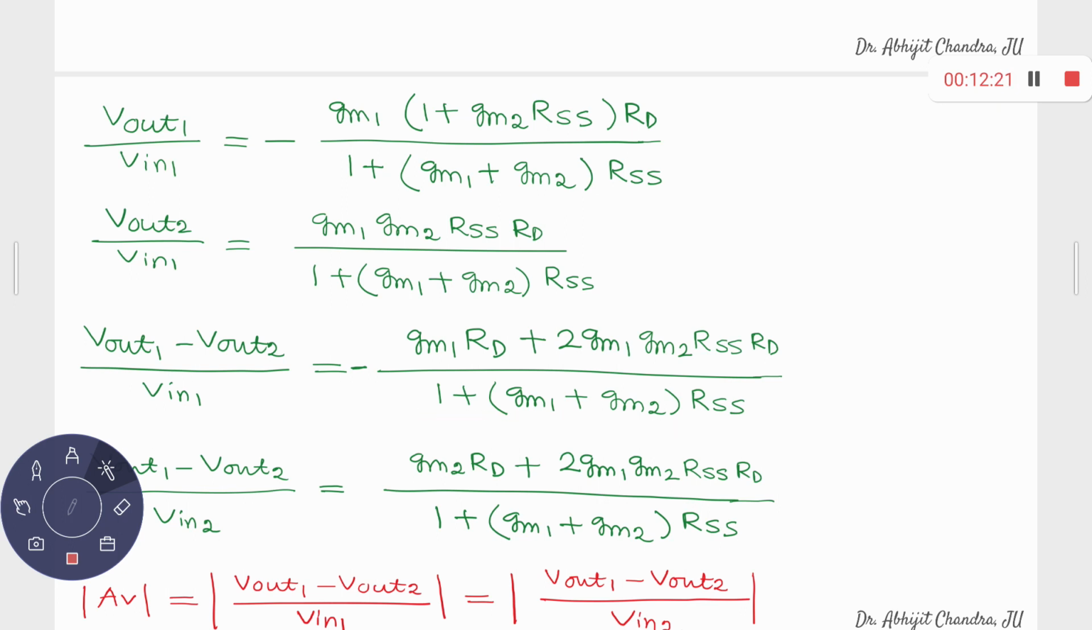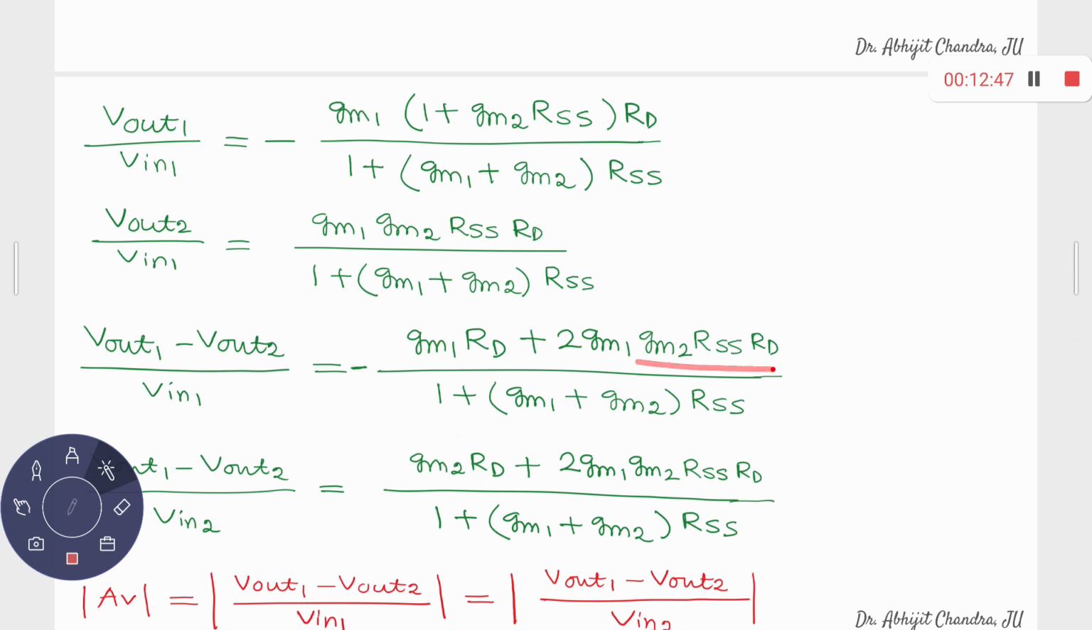That's fine. Then suppose V in 2 is applied, right? This time remember that GM1 and GM2 are different. So whenever you find GM1 in the expression, replace it by GM2, and whenever you get GM2 in the expression, that has to be replaced by GM1. And if you have a minus sign, that should be replaced by plus. Right? So what is V out 1 minus V out 2 upon V in 2? We have minus over there, so that should be plus. This GM1 is replaced by GM2.